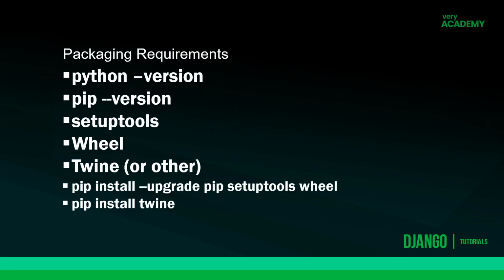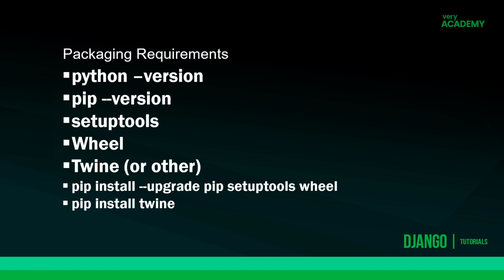So just looking at a basic packaging requirement here, and the steps that we're going to go through. Obviously we're going to need Python installed, so double dash version to check. And then obviously we're going to be utilizing pip here. And then we're going to need some other tools: setuptools and wheel, which I'll explain shortly, and also twine.